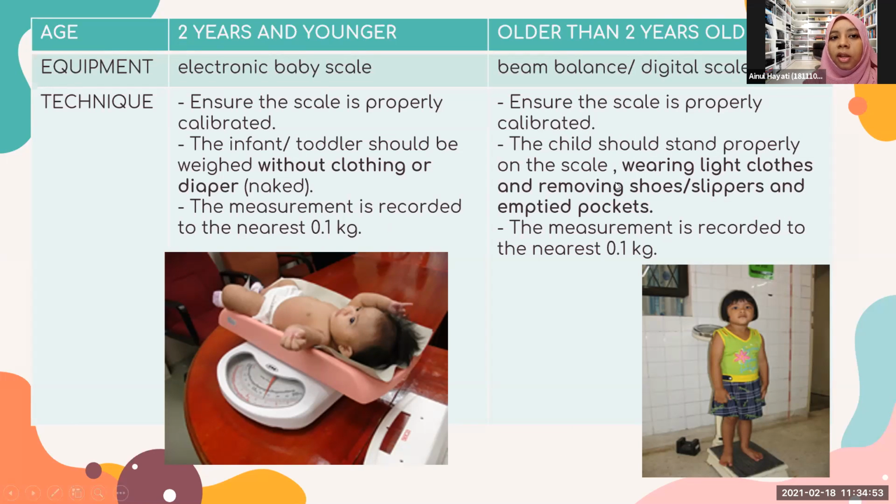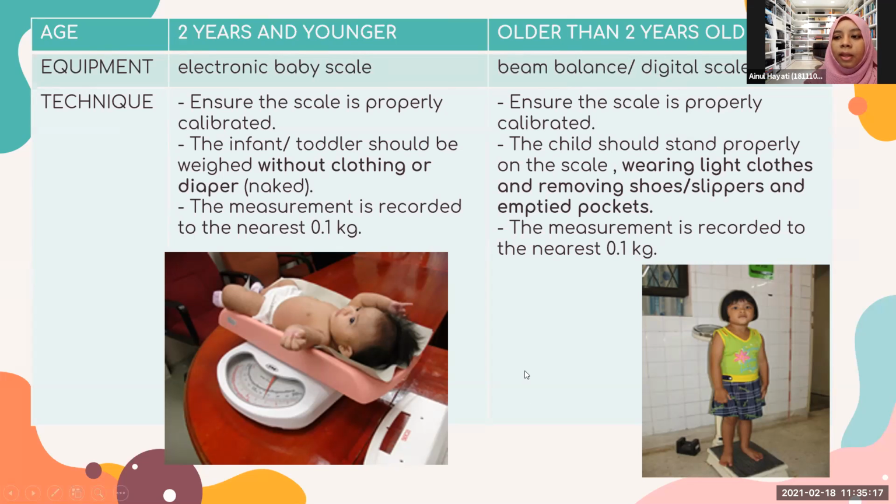For children older than 2 years old, we should use a beam balance or digital scale where the patient will stand properly on the scale, wearing only light clothes, and remove the shoes and slippers and empty the pockets if there are any pockets in the pants. And the measurement is recorded to the nearest 0.1 kilograms.